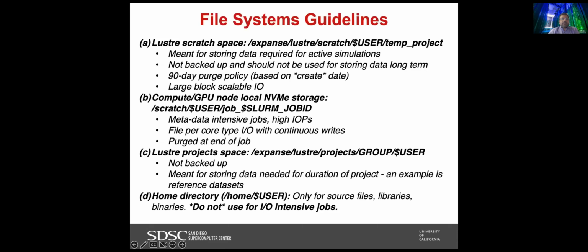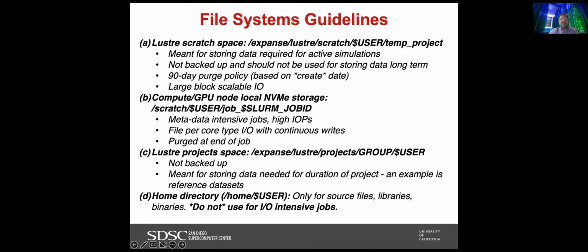Then we have the node local NVMe storage, which is basically for metadata intensive jobs. That is, if you are doing lots of files, high IOPS, IO operations per second. Sometimes you have jobs that do file per core, like they write out a file for every core and they're continuously writing throughout the job. That sort of traffic is not good for Lustre, but it's perfect for this kind of storage. Key thing to remember is it gets purged at the end of the job, and I'll show you a script on how you can tar things and bring them back so that you don't lose that data if you need it.